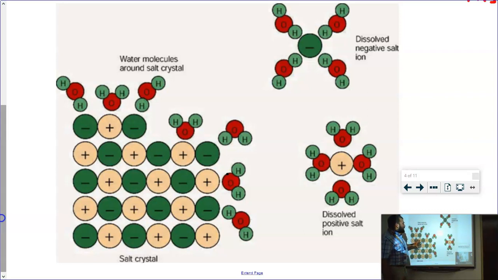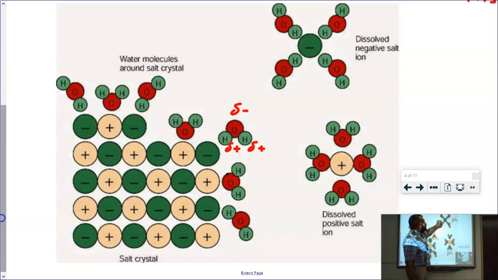When I take my ionic compound and place it in water, the water molecules, which have partial charges, if you remember from topic 2.1, every single one of these water molecules has a partial negative near the oxygen and partial positives near the hydrogens. And as a result, when they get near the ionic compound, there's an attractive force.